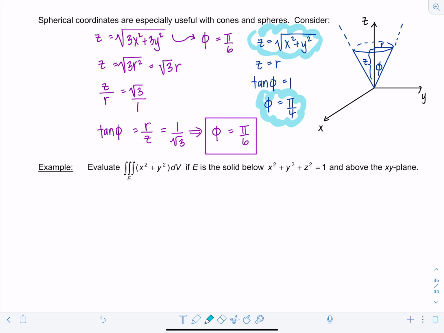All right. Are you ready to integrate? I mean, we've done so much buildup. We might as well at this point.